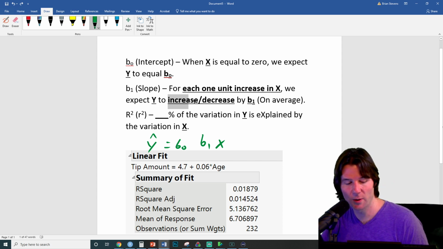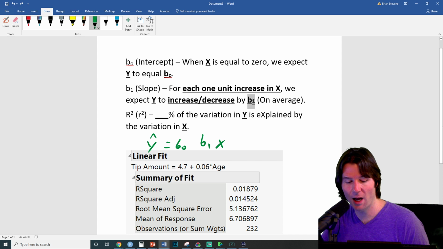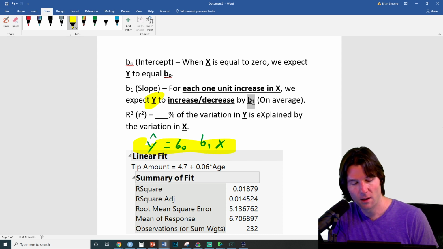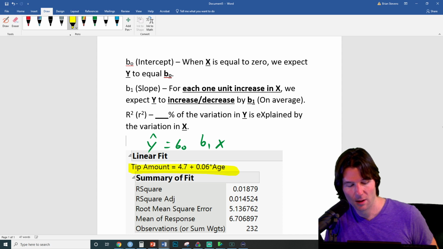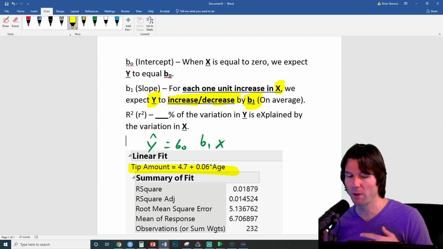And why is it increase? It's increase because it's positive. You have to choose positive or negative depending on increase, decrease. By, and then B1 has to be put in, 0.06. So these values right here line up with these, but you have to replace them with these things right here. You have to input the right things depending. Does it make sense how we plug into these things?